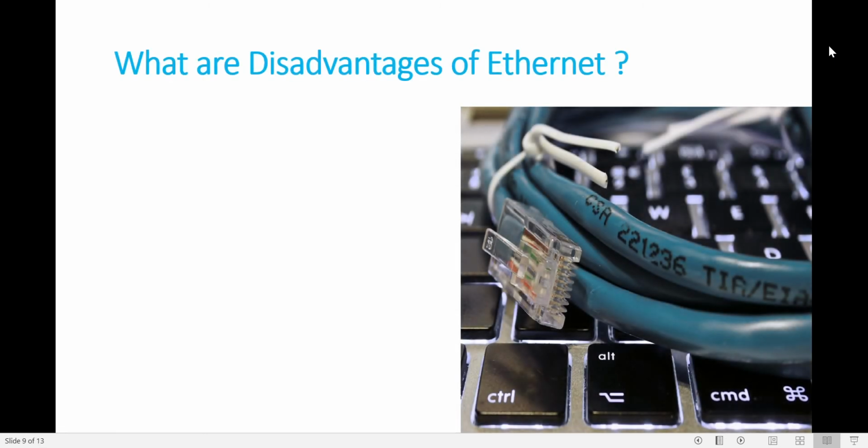Now there are some disadvantages also. Let's see what those are. First, it is intended for smaller or shorter-distance networks. It is not feasible for a very huge network. It has limited mobility. So if you connect your computer to an Ethernet cable, you won't be able to move around with that device. You have to sit at a place where the connection is there.